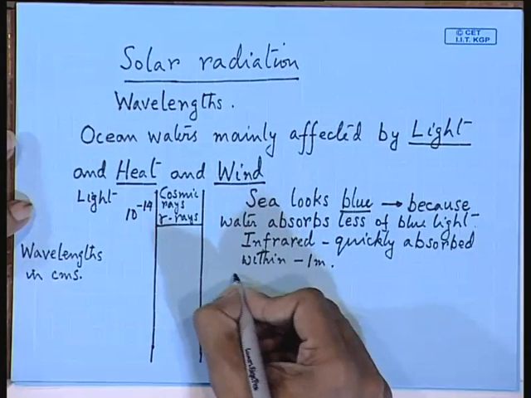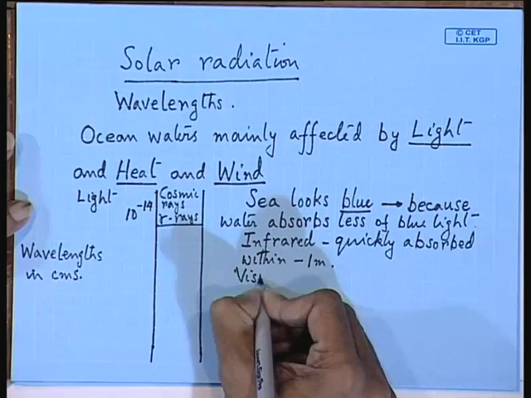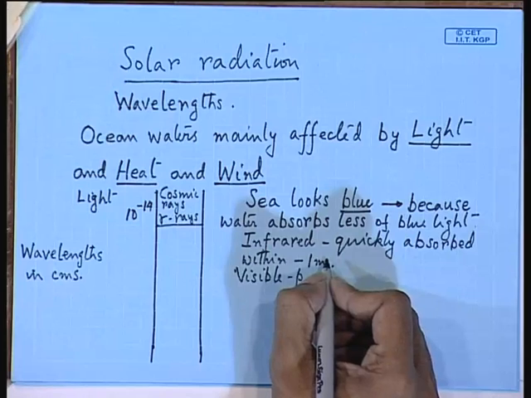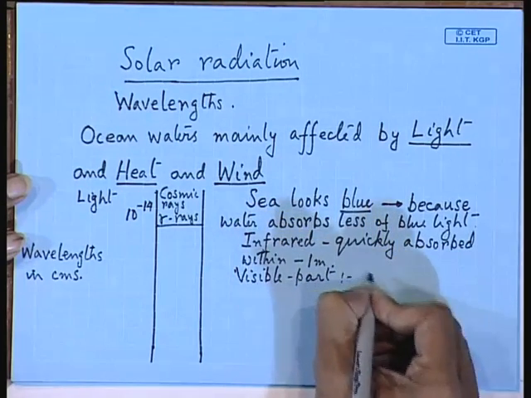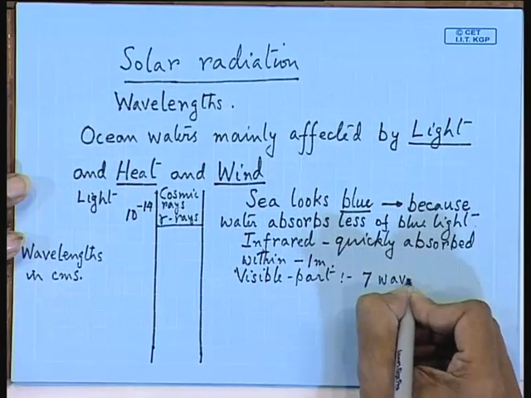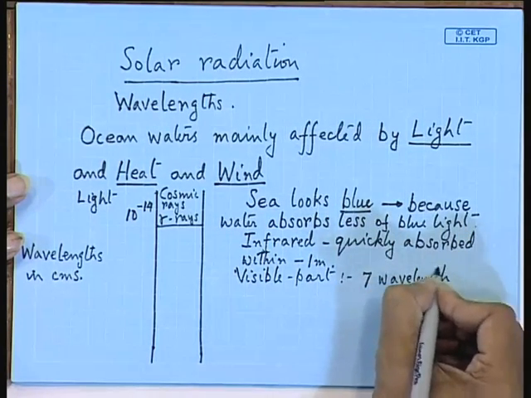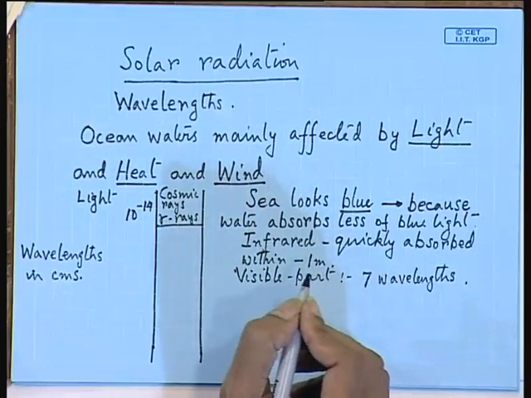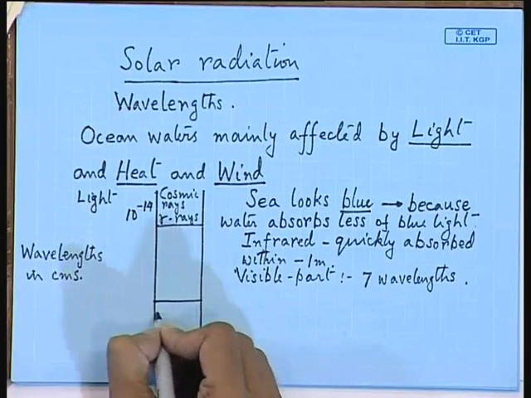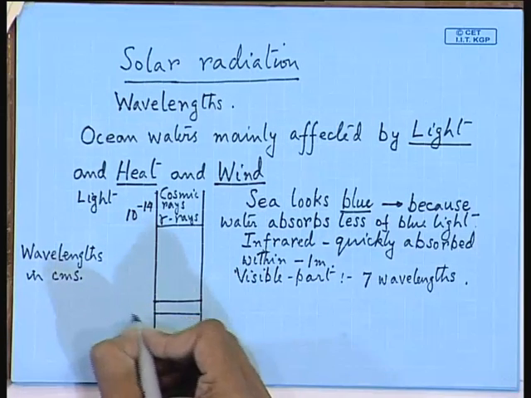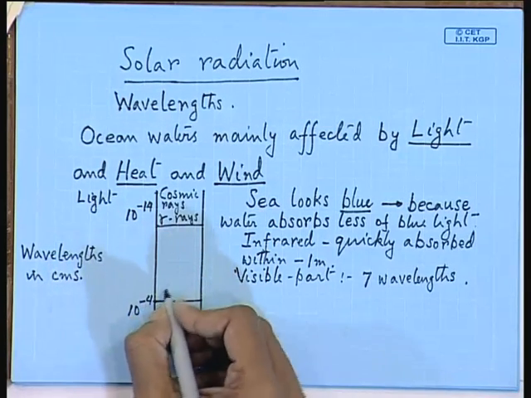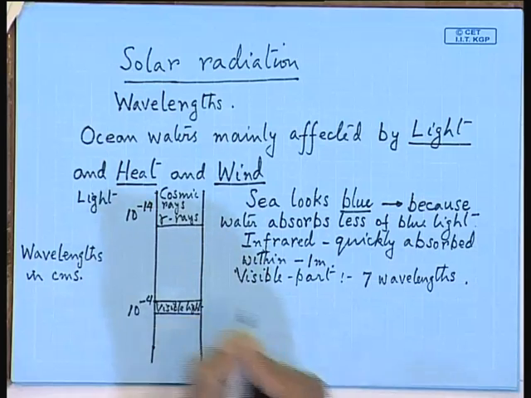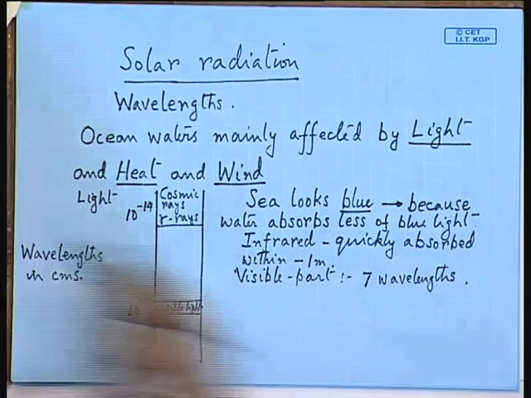Next you have the visible part. So, I will give you this diagram next class. Now, this consists of 7 wavelengths. Now, in the scale, this visible light will be somewhere here. I will give you the other scale. This is 10 to the power minus 4. This is your visible light. So, next class we will finish this and discuss insolation.